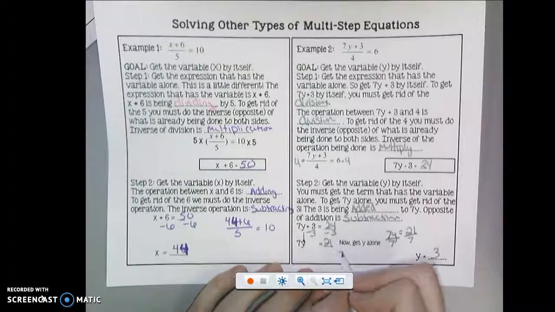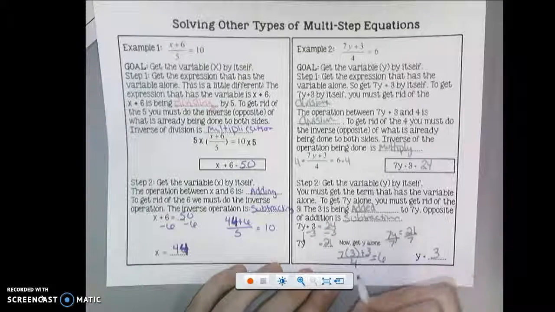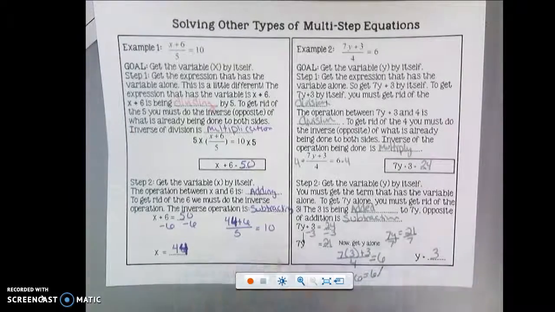And we can check our math. 7 times 3 plus 3 divided by 4. 7 times 3 is 21. 21 plus 3 is 24. 24 divided by 4 equals 6. So 6 does equal 6, so we're good.